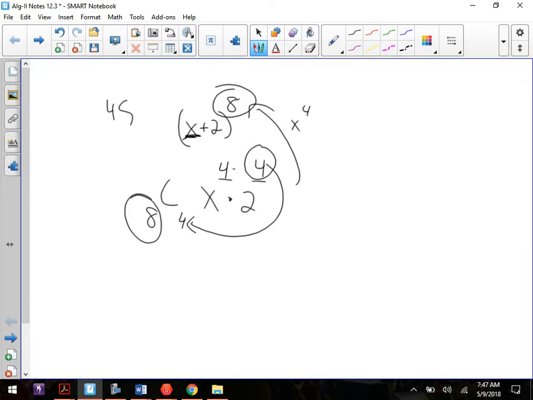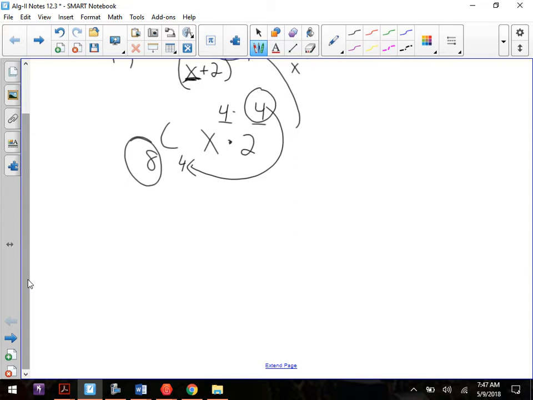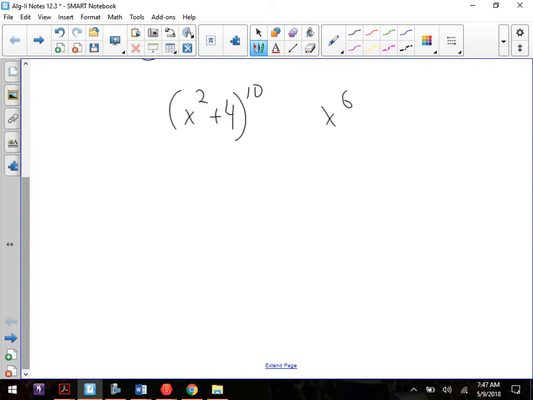Same thing goes for the one after it. The one after it was (x squared plus 3), I think? Or was it 4? 4. It was to the 10th, and they wanted to figure out what the x to the 6th term is. Now, in this case, you've got your first value of x squared. You have to figure out x squared to what power is x to the 6th. So x squared to some power is going to equal x to the 6th. So this has to be 3.